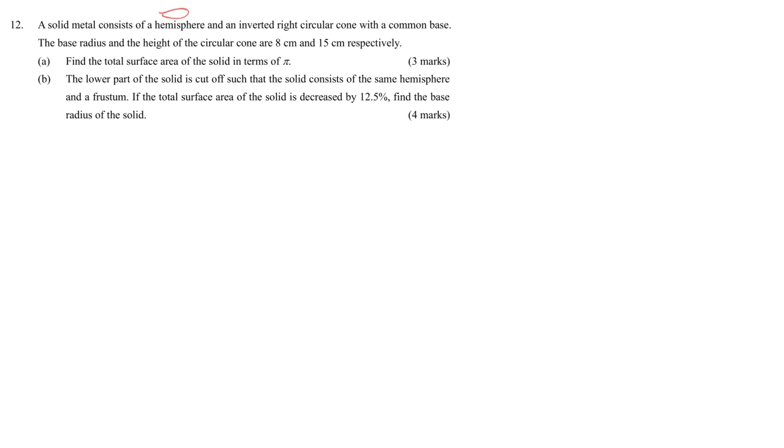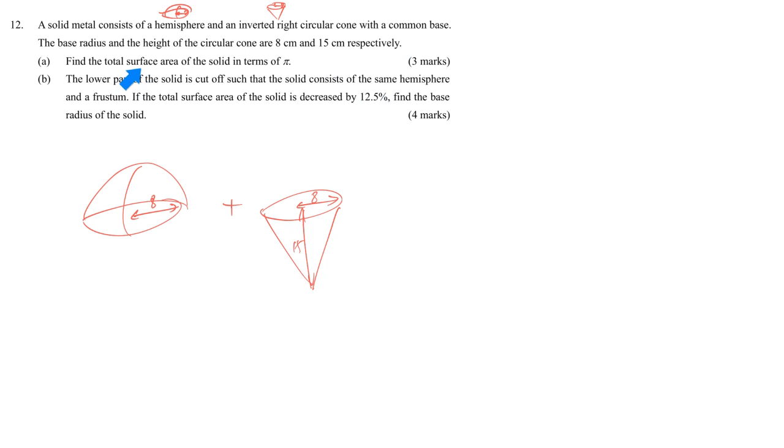The hemisphere I will draw something like this, and then an inverted cone is like this with a common base, so their base radii are exactly the same. Then they give us more information, so I draw properly first: the hemisphere together with an inverted circular cone with the same base radius, which is 8. And then they say the height of the circular cone, that means this height, is 15.